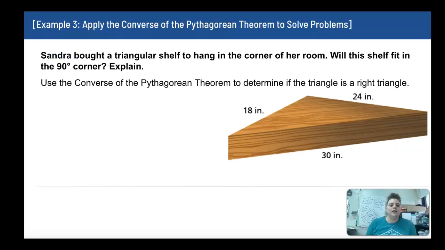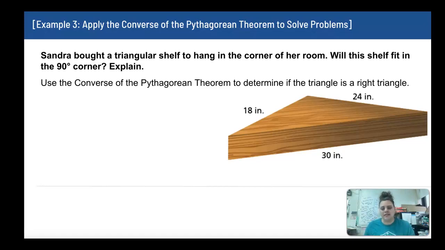And we can also use the converse of the Pythagorean theorem to help us solve problems. Sandra bought a triangular shelf to hang in the corner of her room. Will this shelf fit in the 90-degree corner? So yes, normally you can depend on corner shelves that you buy having a 90-degree angle, but humor me. For the sake of this problem, let's say we don't know.